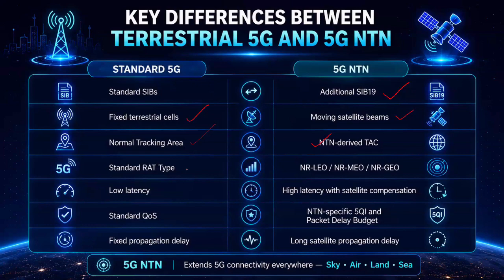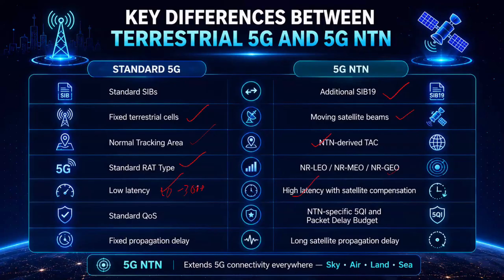Then we have the standard RAT type in case of TN, but in case of NTN, we have NR LEO, NR MEO, and NR GEO. In case of TN, we have low latency, but here high latency is introduced, right? Because in case of TN, latency can be a maximum of 10 to 30 milliseconds.